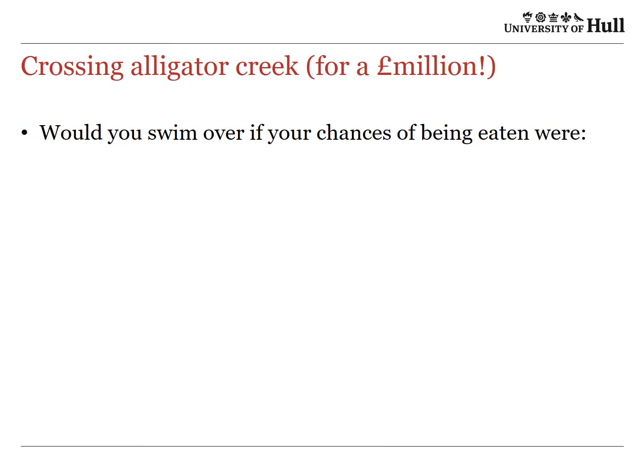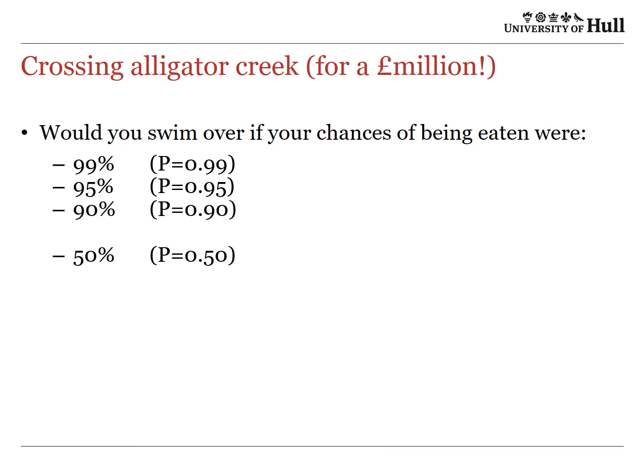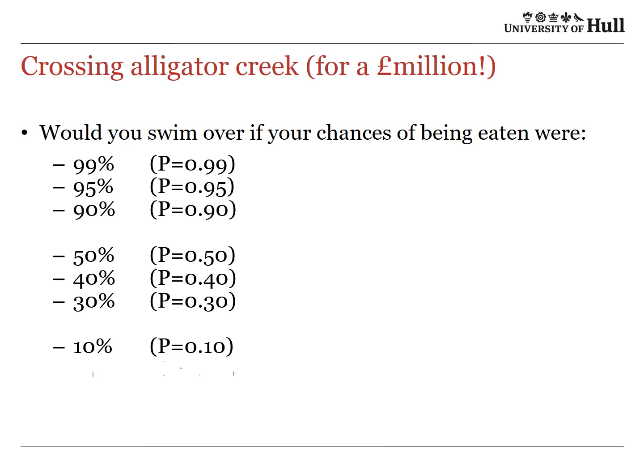Would you swim over if your chances of being eaten were 99%? I'm sure you wouldn't. Would you swim over if they were 95%? I don't think you would. Or 90%? What about 50%? You might begin to think about it. What about 40%? What about 30%? What if it were only 10% or 5%? Okay, so the lower the probability of you being eaten, 5% is expressed as p equals 0.05, then I think the greater the likelihood that you would try to swim across and get that money.